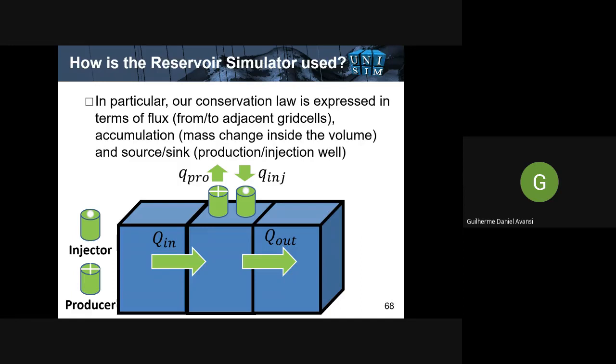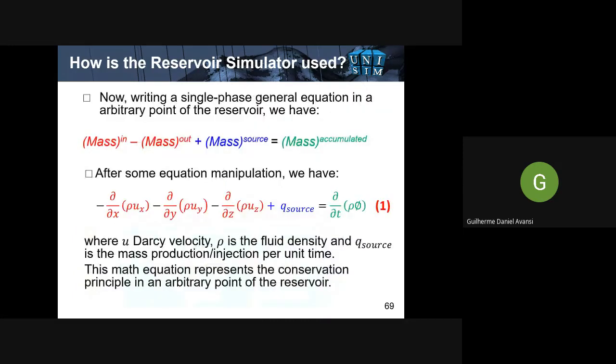Professor Denz will give details about this when he starts to present about this information. So we have mass in and mass out, mass source, and mass accumulate here. So we are talking about just a single phase. Just remember, we can have three phases: oil, water, and gas. And here, in order to simplify all the information that I'm presenting, I'm just using a single phase general equation, right? So we have the mass in, the mass out, and the mass source, and the mass that is accumulated inside the grid cell or inside the reservoir numerical model.